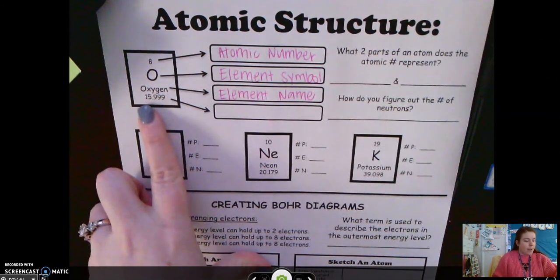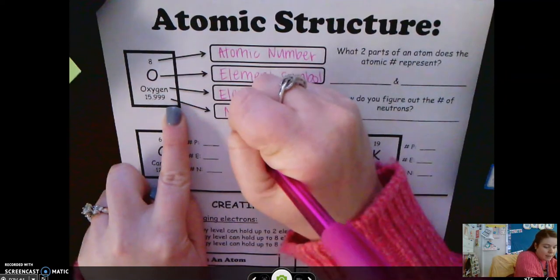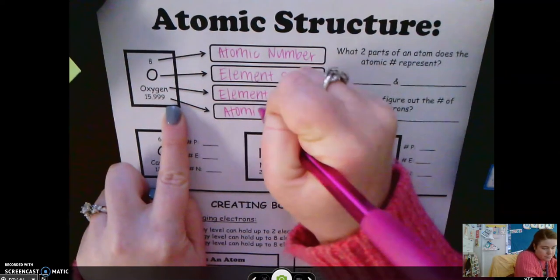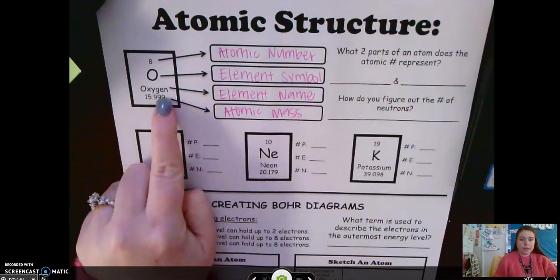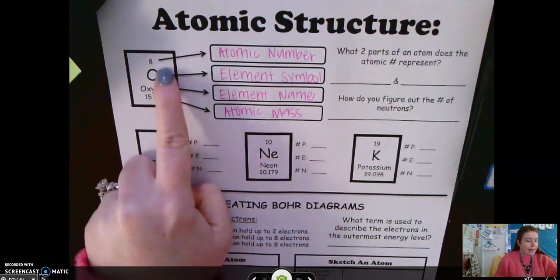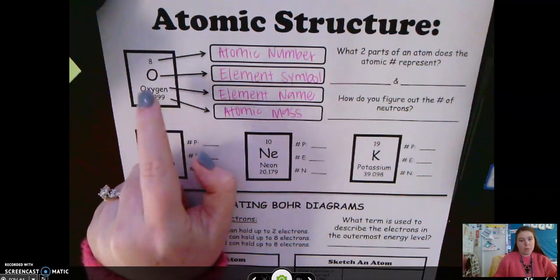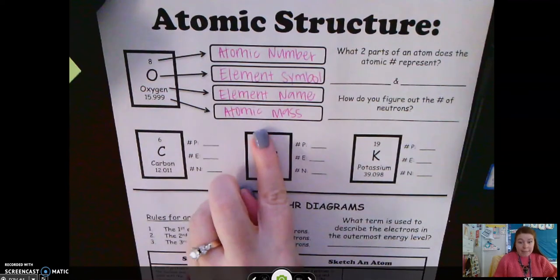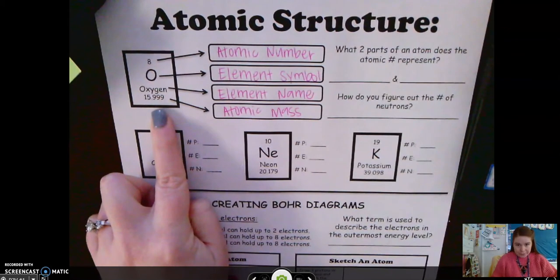And so this number at the bottom, 15.999, is going to be our atomic mass. Typically, the atomic mass is going to be a larger number than the atomic number because of what this represents. So the atomic mass is going to be the number of neutrons in the nucleus plus the number of protons added together to create that mass number.